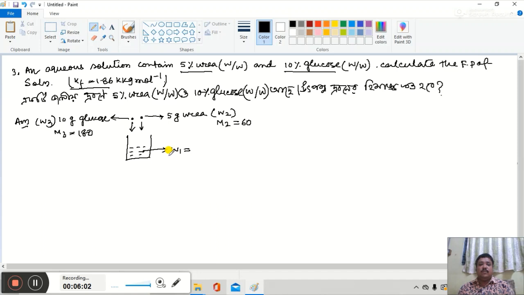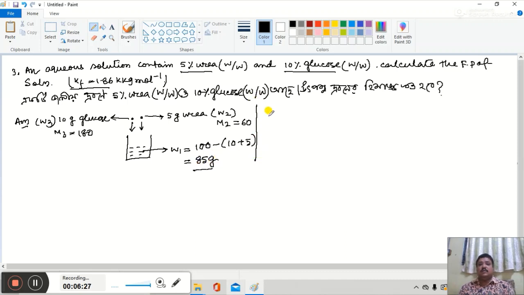Now, what will be the value of W1? W1 is 100 minus 10 plus 5, because 10 gram glucose and 5 gram urea are present in this solution and the total weight is 100, so W1 is equal to 85 gram.